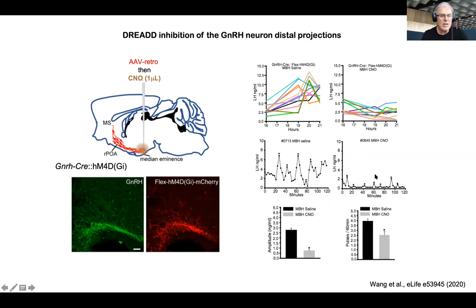And again, that's probably not that surprising. The CNO here is activating the dendrons as well as the terminals, so it's inhibiting the secretory activity of the GnRH neurons, so we get these effects on the surge and the pulse.